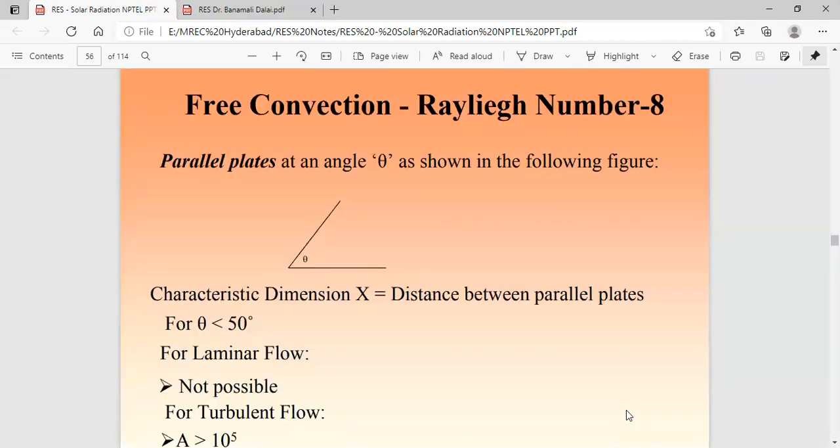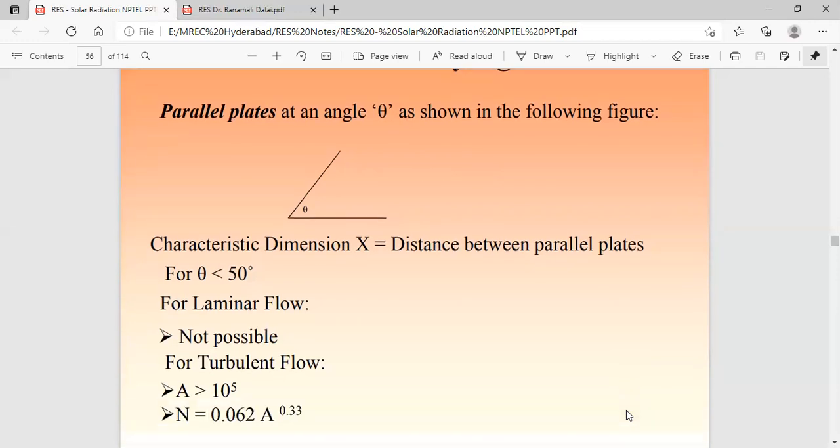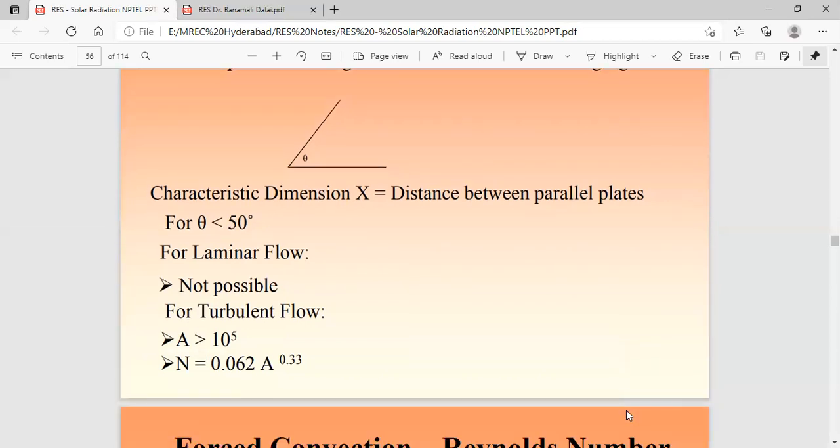Next, parallel plates at an angle theta as shown in figure. The characteristic dimension x is equal to the distance between the parallel plates for theta equal to 45 degrees. For laminar flow, it is not possible to calculate it. For turbulent flow, Ra is greater than 5, Nu is equal to 0.062 Ra power 0.33.